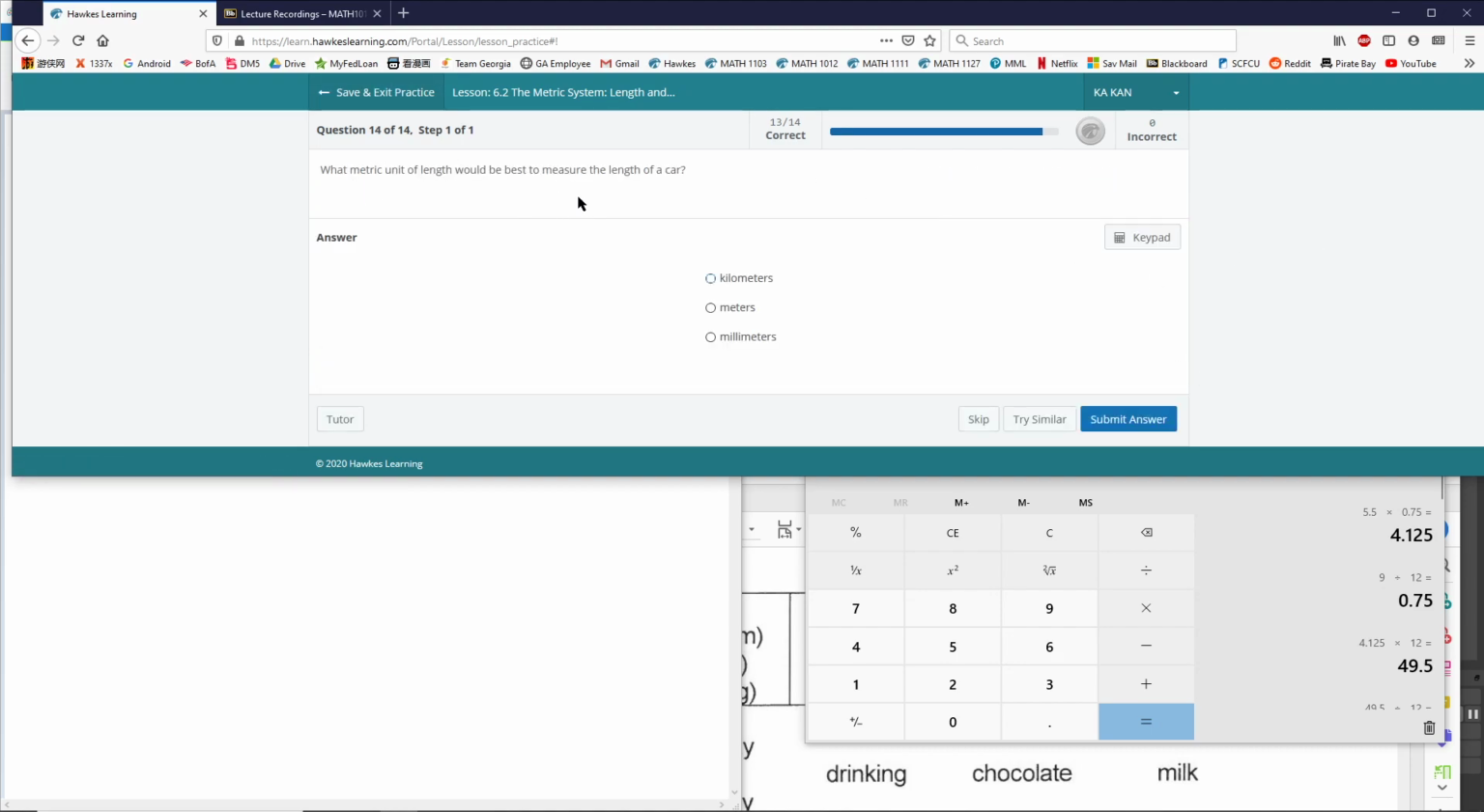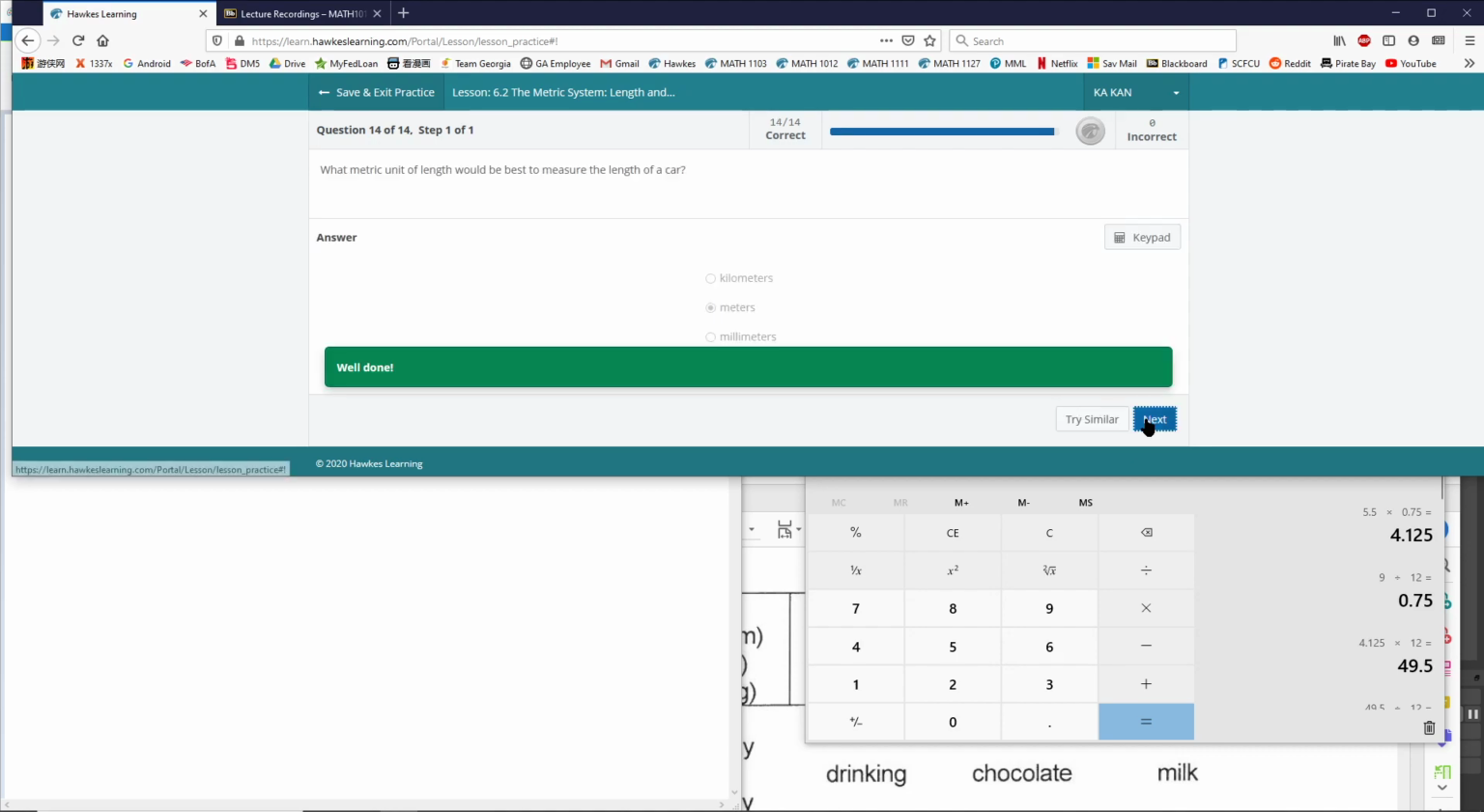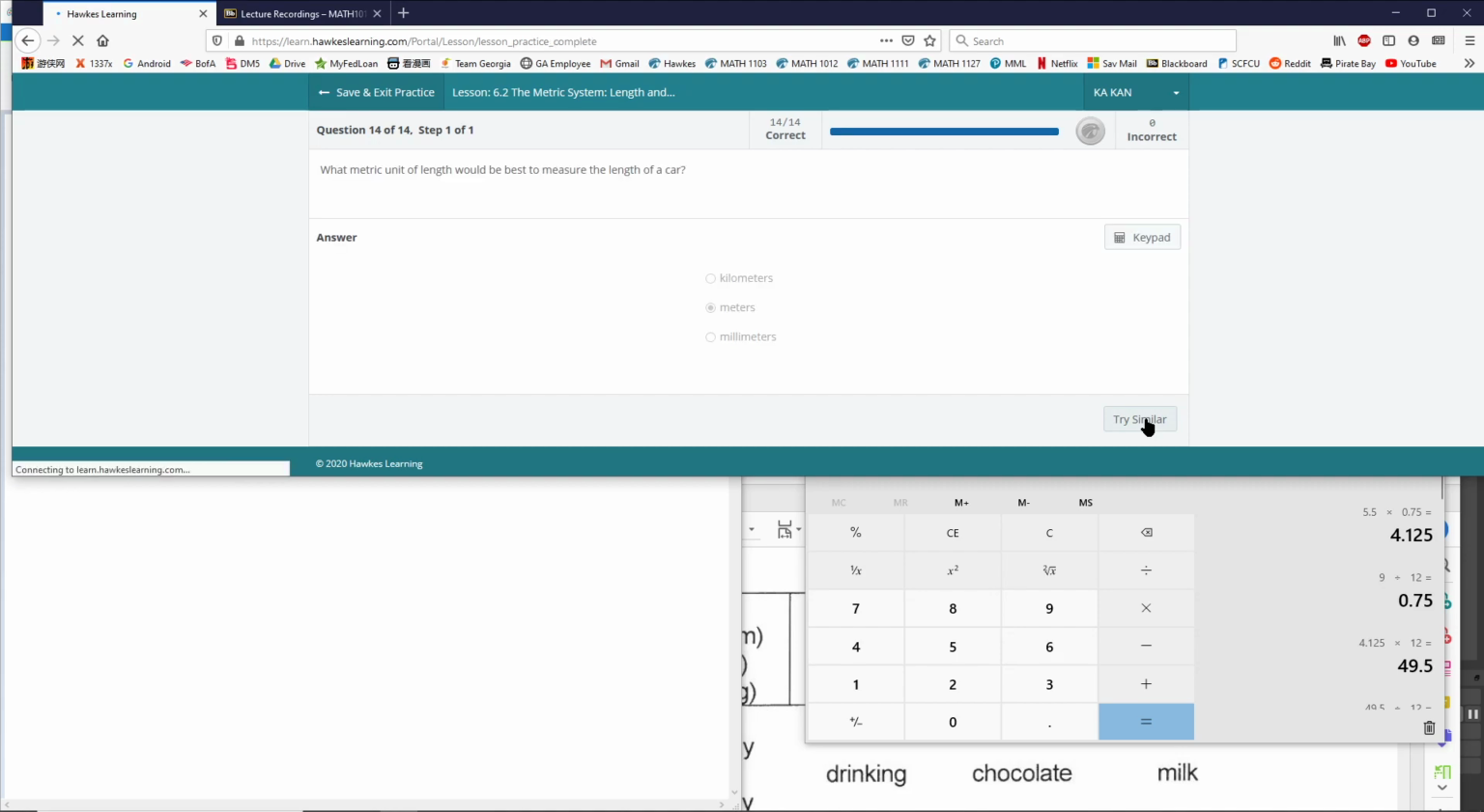And what metric unit is better to measure a car? That would be meters, right? Like, I bet your car's like what, 20 meters? Well, that might be too much. What, 3 meters? I don't know. But that's the answer. So that's it.